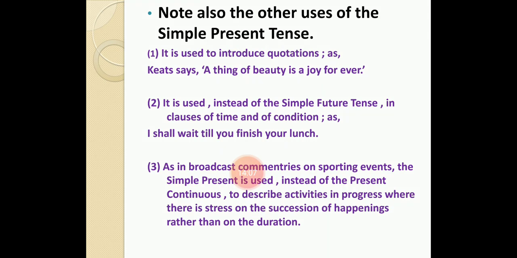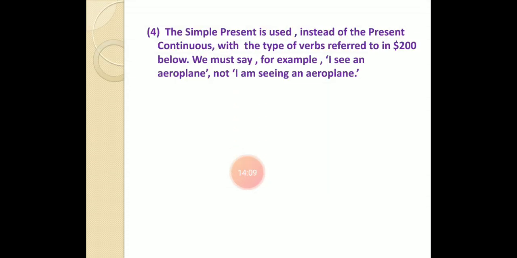Now fourth, simple present tense is used instead of the present continuous tense with the type of verbs referred to in previous rules already. Now see, we must say, for example, I see an aeroplane, not I am seeing an aeroplane. I am seeing an aeroplane is wrong. The correct use is I see an aeroplane in present indefinite tense.